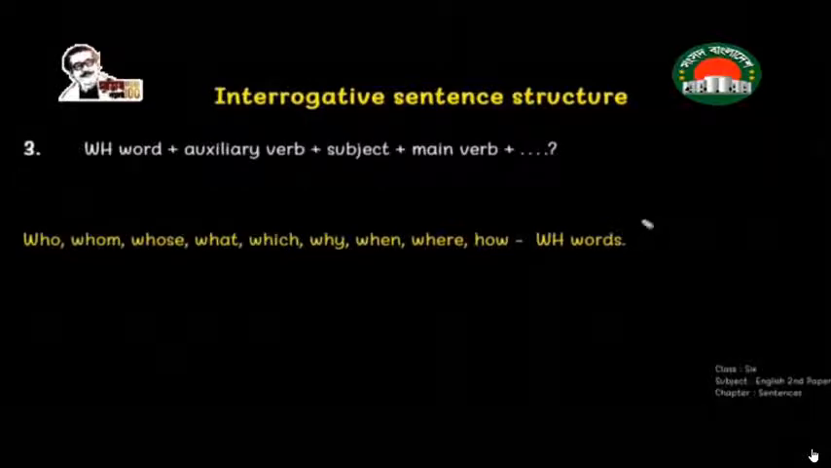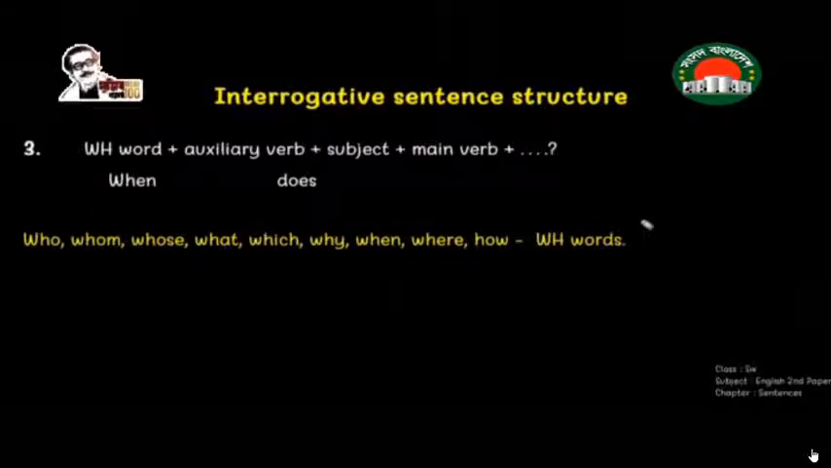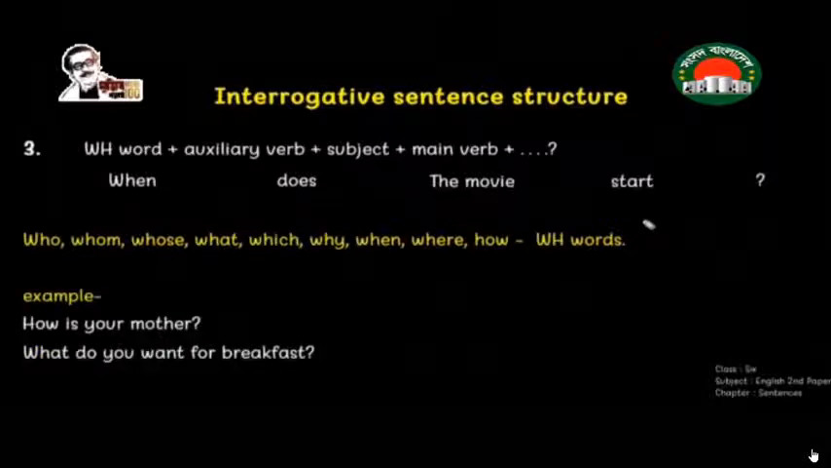So in this structure we start with WH words. According to this structure, we need a WH word first. Let's take when. Then auxiliary verb, okay, does. Now we need a subject that can take this auxiliary verb. Let's take the movie. When does the movie? Now let's take the main verb, start. And at the end, interrogation mark. So the sentence is, when does the movie start? Let's see more examples like it. How is your mother? What do you want for breakfast?